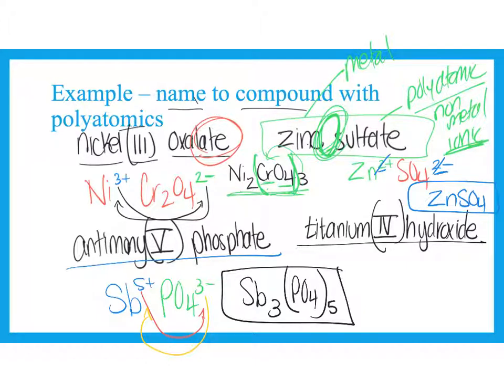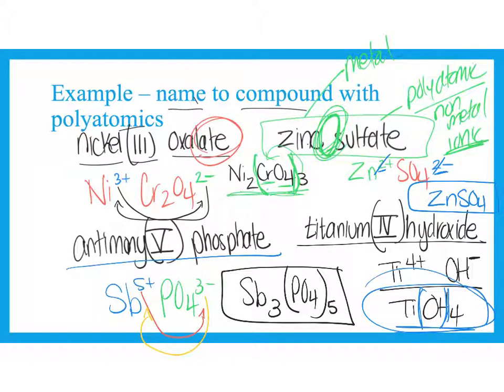The next one is titanium 4-hydroxide. So hydroxide I know is OH negative, and titanium 4 is going to look like Ti with a 4 positive. Okay, when they go together, I'm going to get TiOH4. No, right? Because I need to have brackets around here. This is really common to do, especially with hydroxide for some reason.